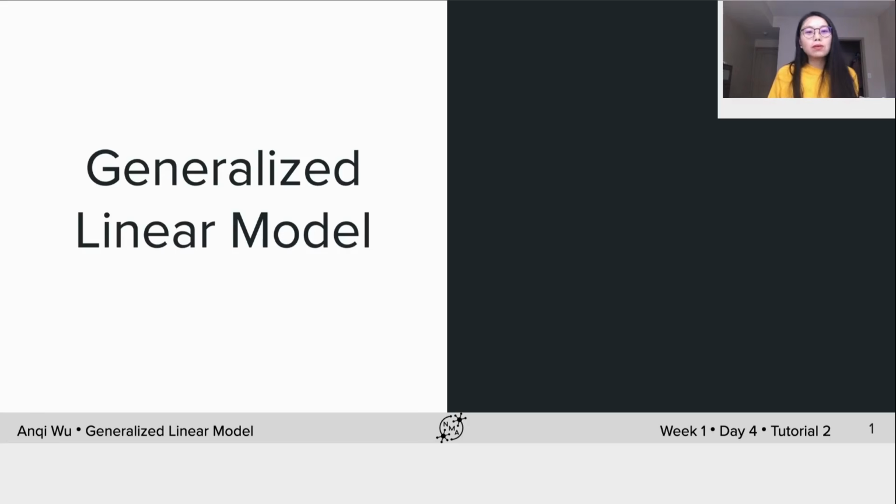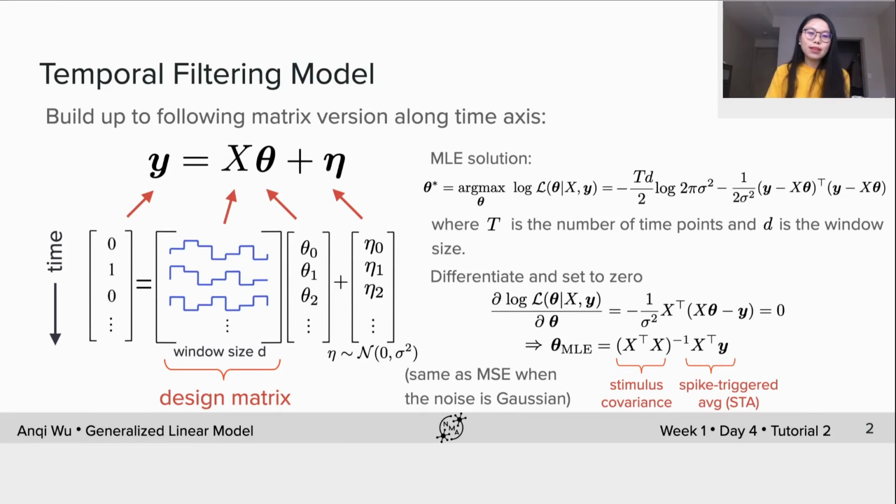In this tutorial, we will extend the linear Gaussian model and introduce the generalized linear model. In the first tutorial, we showed how to use the linear Gaussian model to predict spike counts from stimuli. But after doing the exercise, I believe people have already seen that the predicted spike counts are not matching the true spike counts very well.